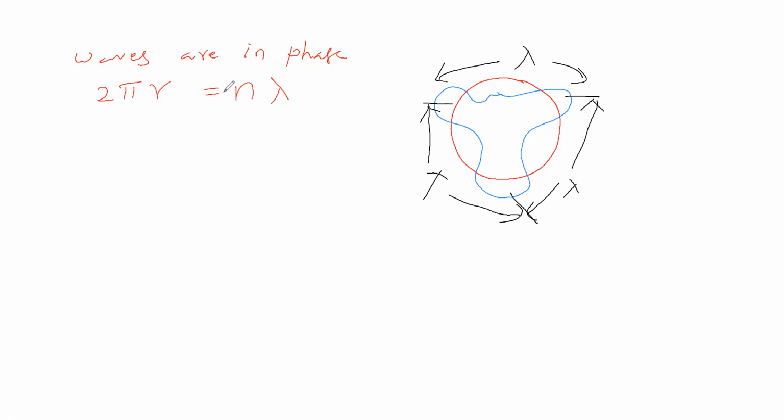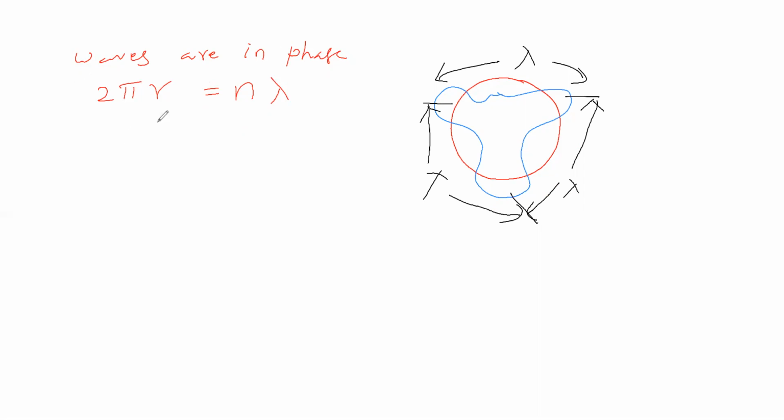Therefore, n is 3 here, and the length is 3 times lambda. That n is called the integral multiple. So the circumference of a circular path is 2 pi r, n is the integral multiple, and lambda is the wavelength. So we can say 2 pi r equals n lambda. This is for what? When waves are in phase.